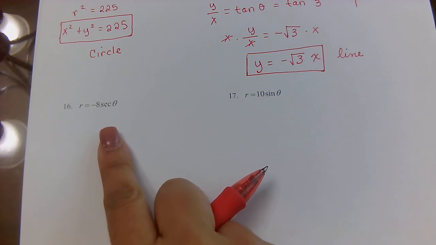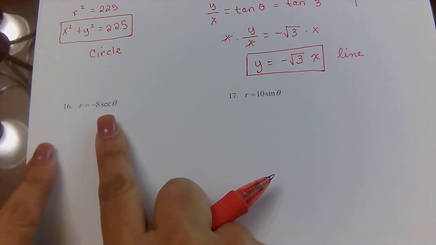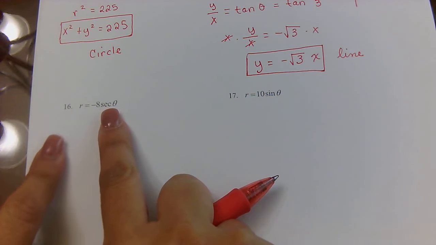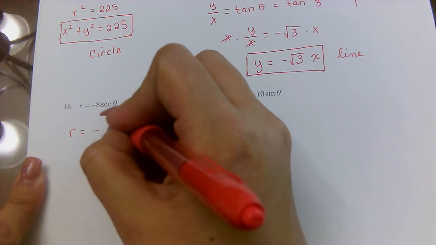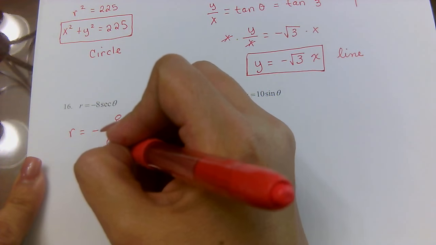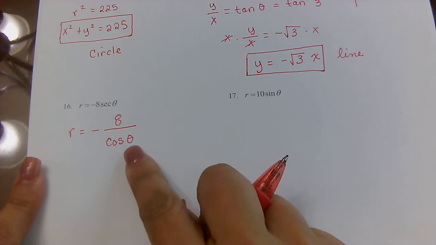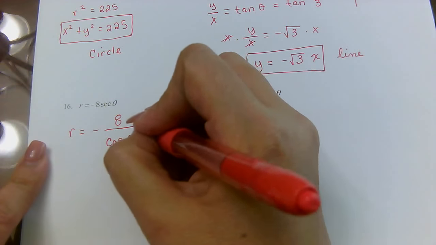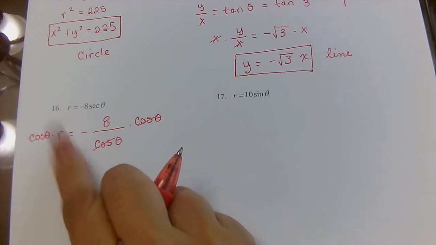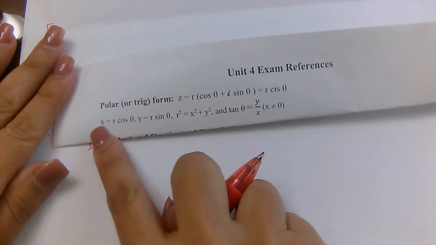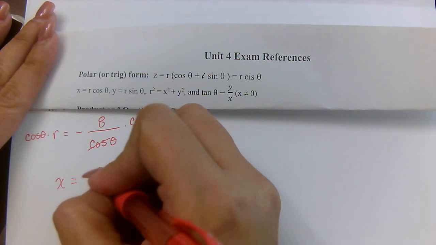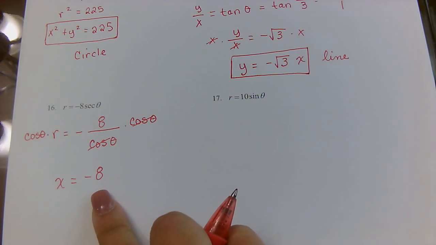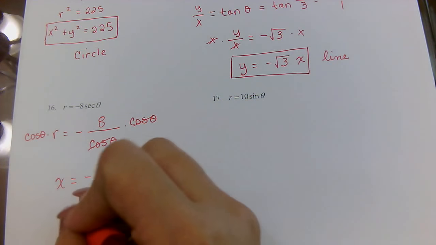Number 16, this one is a little bit different. What we need to do first is change our secant to 1 over cosine. So r is equal to negative 8 over cosine theta. When I multiply both sides by cosine, you will see those two cancel. And what is r cosine of theta? r cosine of theta is equal to x. So on this side I can say x is equal to negative 8. This is going to be a vertical line.